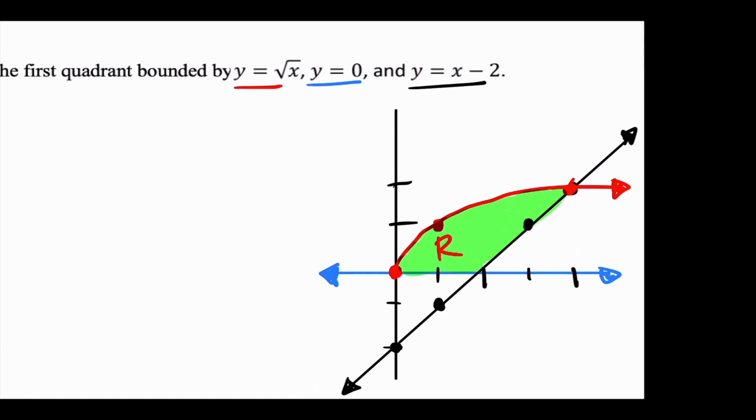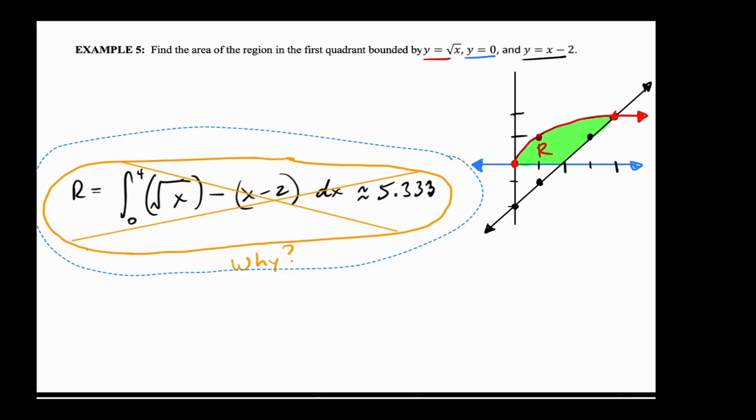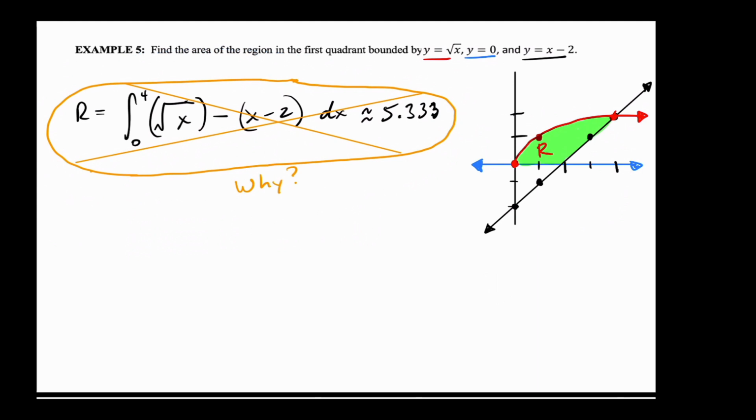There's a problem there, though. The red is definitely the top, but the black isn't the bottom all the time, right? The red is the top the whole way across. But the black is only the bottom from here to here. The blue is the bottom from here to here.